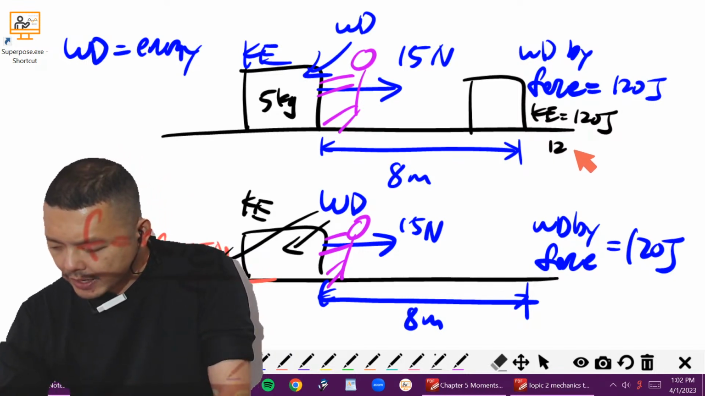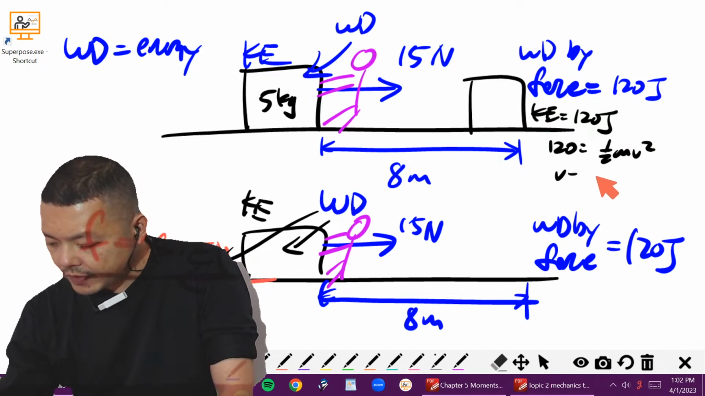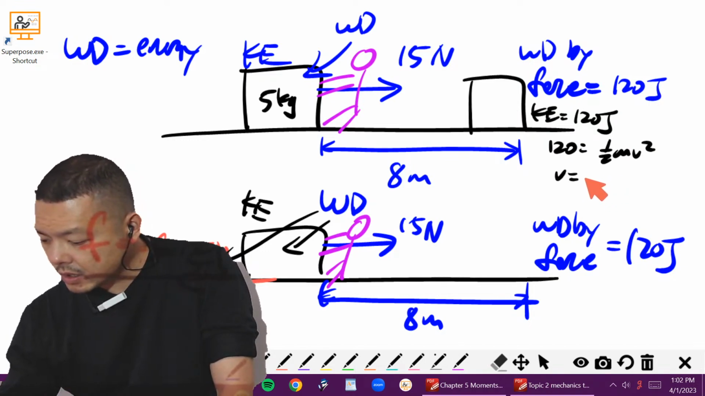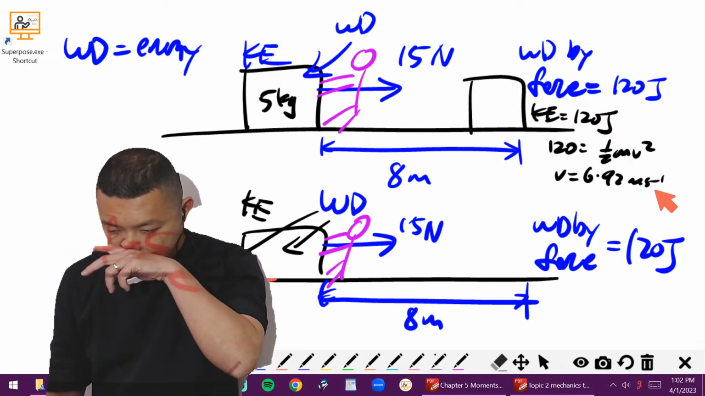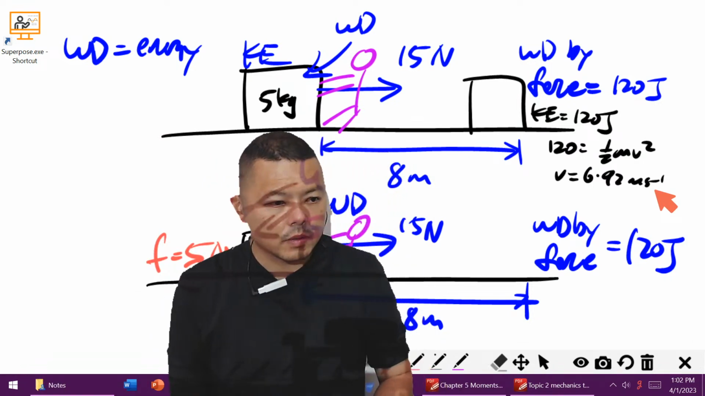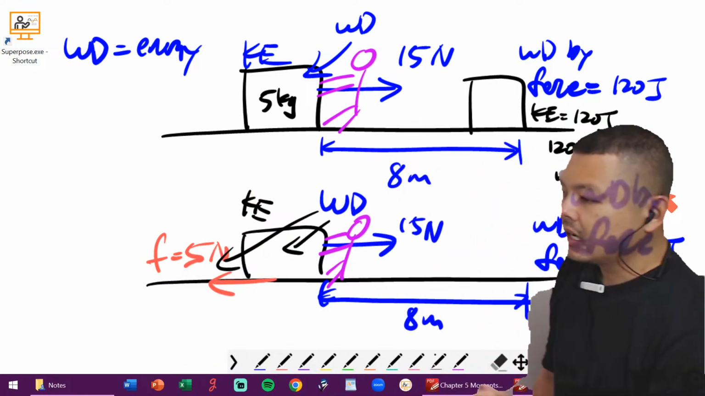Half mv squared equals 120. So v equals, on the dot, 6.92 meters per second. Can you all get the same values? You all can? Good.